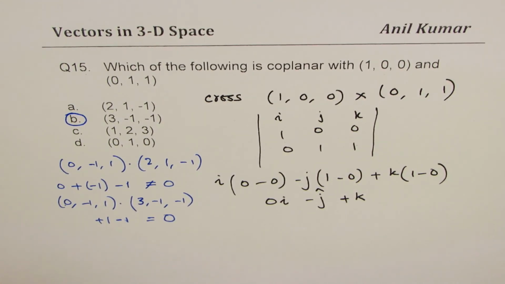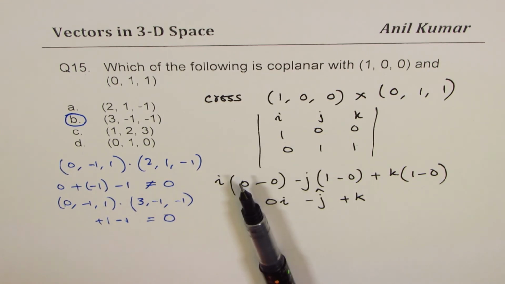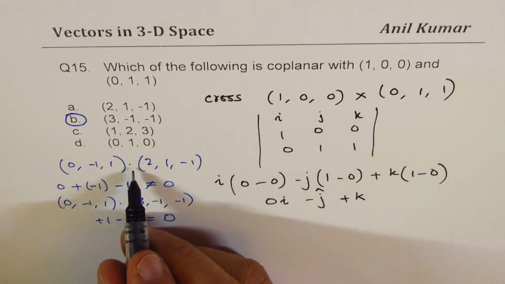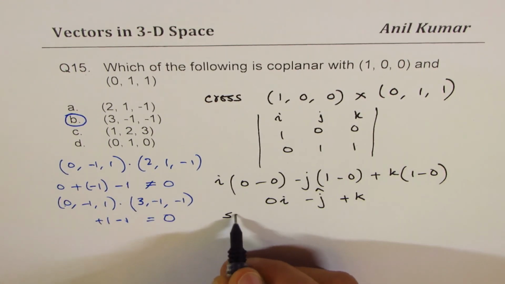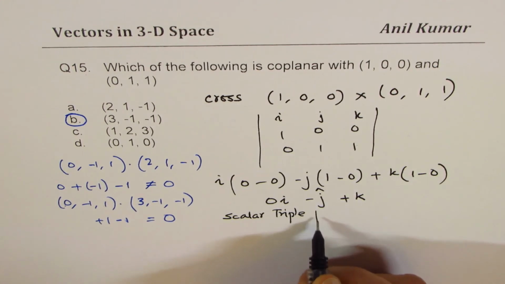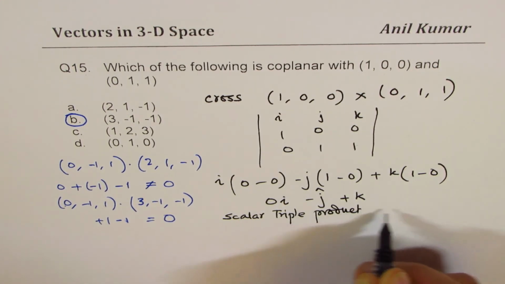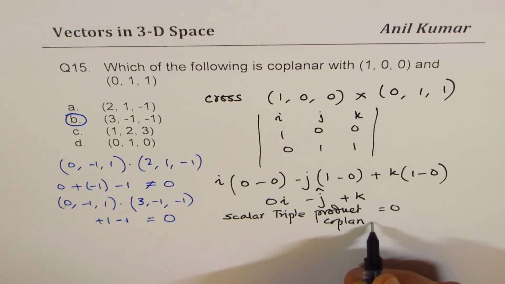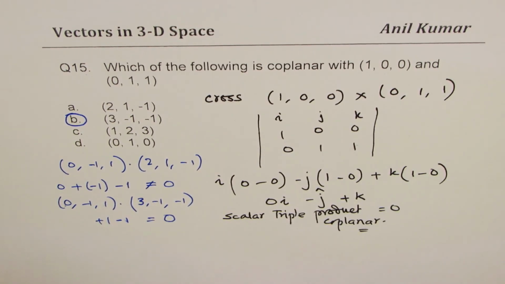With this, we come to an end of our multiple choice questions. I hope you have understood the strategy in the last question. We did the cross product and then the dot product, right? So basically the scalar triple product equal to 0 means coplanar. Correct.